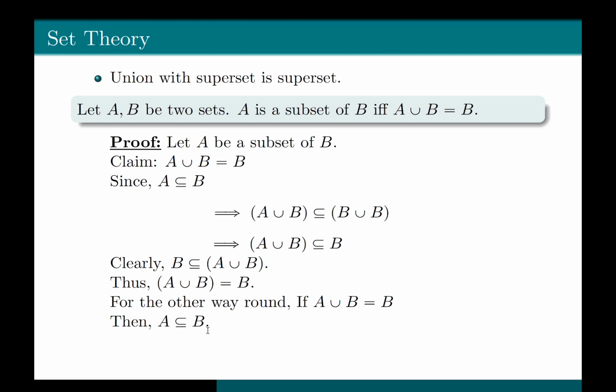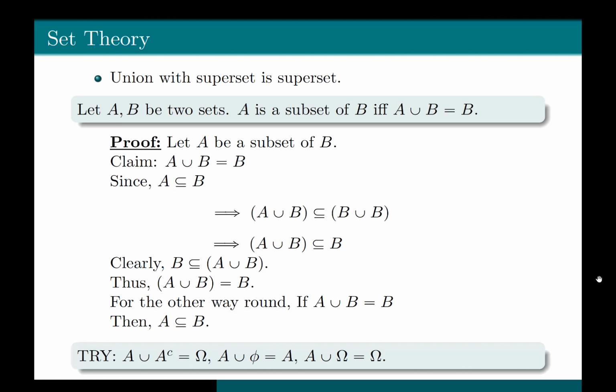Okay, so what did we really do here? We started with the assumption that A union B is equal to B, and we have to prove that A is a subset of B. So we use the definition of union of two sets, and we say that A is always a subset of A union B. Now, since A union B is equal to B, therefore A is also a subset of B. We have proved both the parts, and we have our proof.